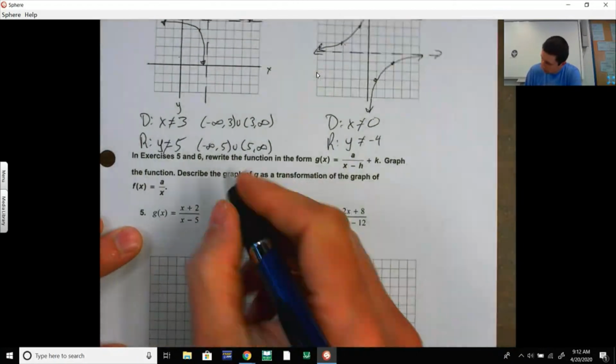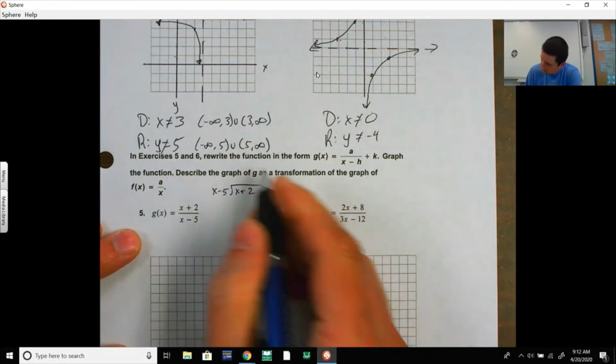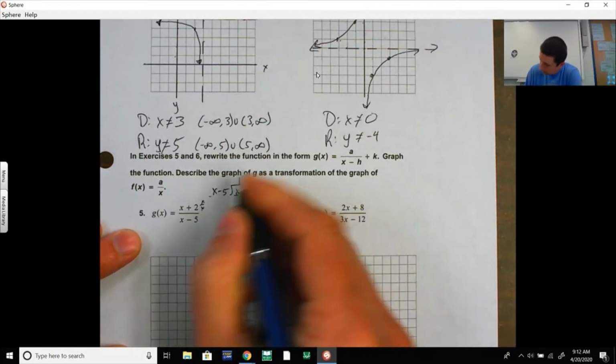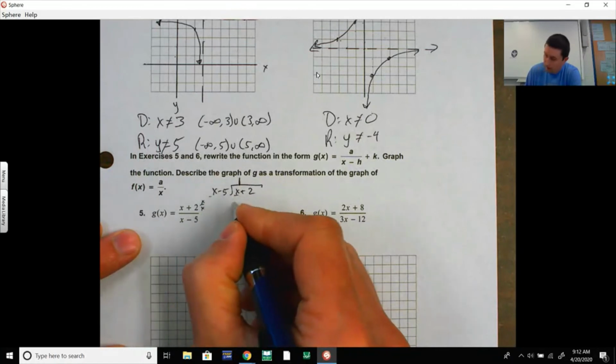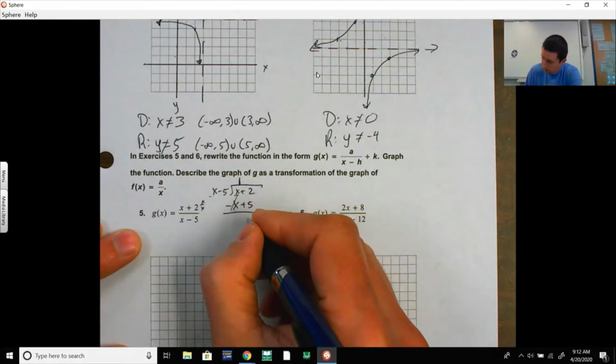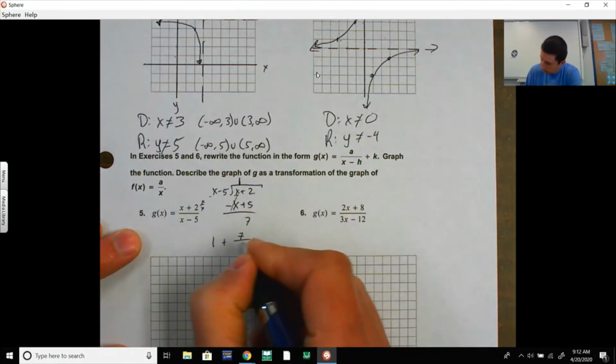So we have to use the long division here. I'm going to go x minus 5 going into x plus 2. So I take the inside over the outside, x over x, and that's a 1. So 1 times x minus 5 is x minus 5. Change your signs, and that cancels, and you get 7. So I have 1 plus 7 over x minus 5.